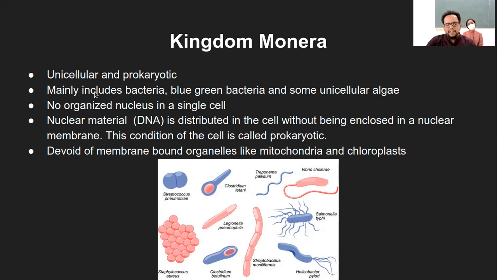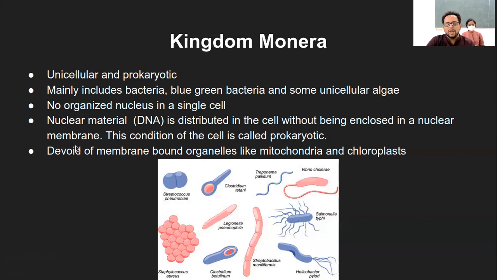Okay, so this kingdom Monera mainly includes bacteria, the blue-green bacteria. This is a special type of bacteria which is able to do photosynthesis, and some unicellular algae. We will see what algae are and how they look in the next kingdom. But the main component of this kingdom Monera is bacteria. And you all probably know what bacteria are, because you would have studied the prokaryotic cell or bacterial cell. They have no organized nucleus in a single cell. The nuclear material, that is DNA, is distributed in the cell without any nuclear membrane. And that's why the condition is prokaryotic, which is quite obvious.